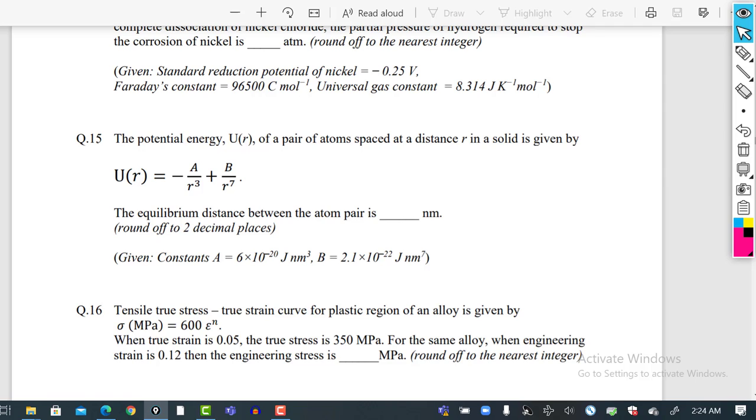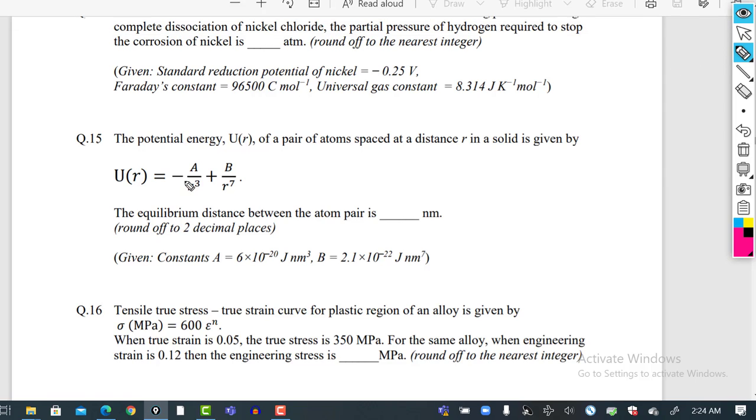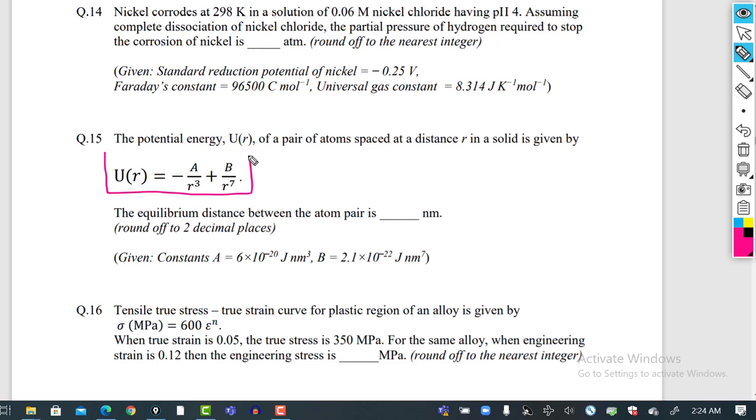Okay, so here it is, the GATE 2019 question. You can see U of r is given, and A and B are also already given. By seeing the unit, you can see that r should be in nanometer, right? And the power 3 is saying that m should be 3, and this power 7 is saying that n should be 7. That is what I just explained, right? So everything is perfectly given, no unit problem, no unit conversion, nothing is complicated.